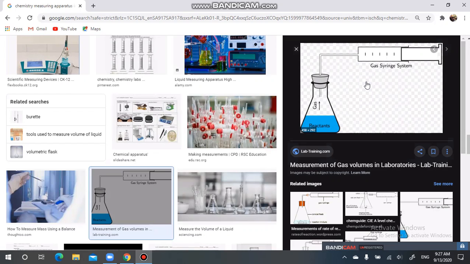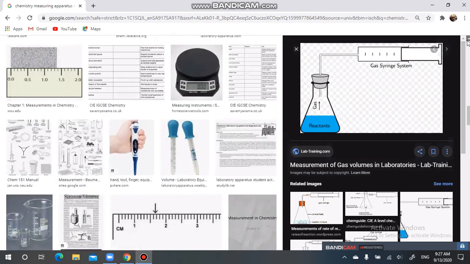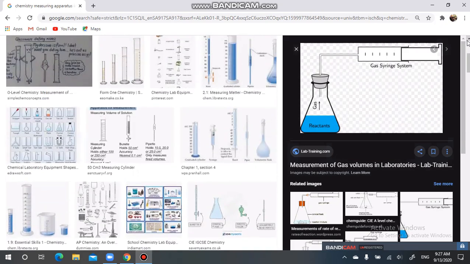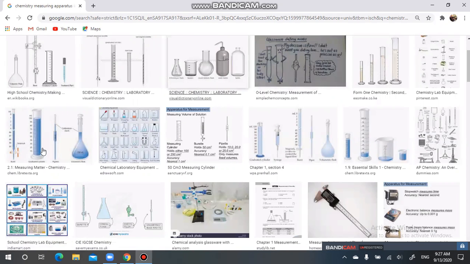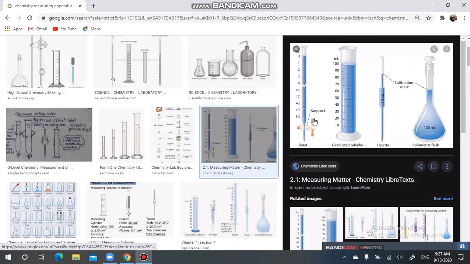Number two, use apparatus with small scale divisions. For example, if we have a burette or pipette, we don't use a burette with a scale of 10 centimeters.